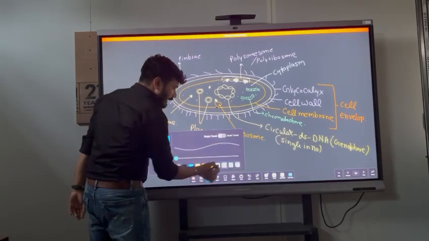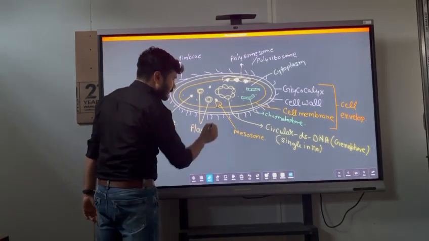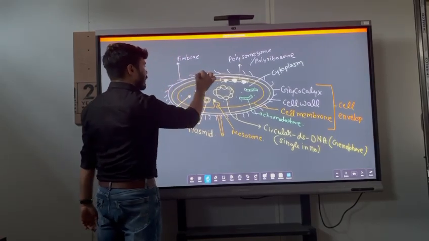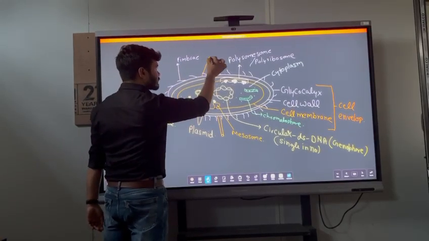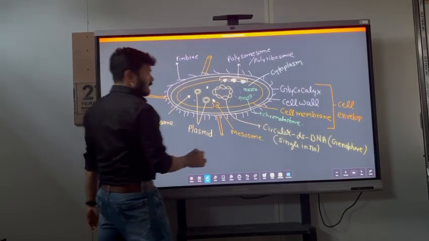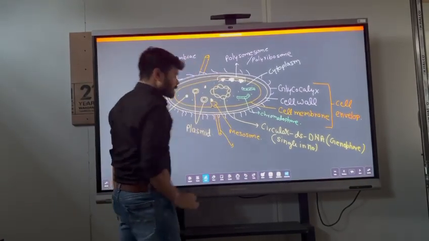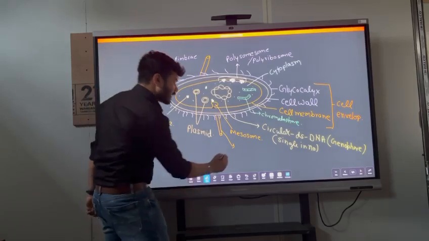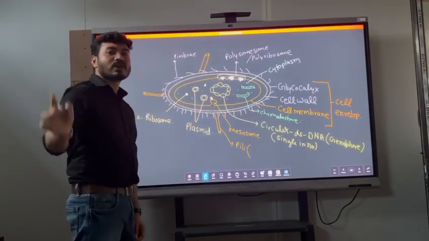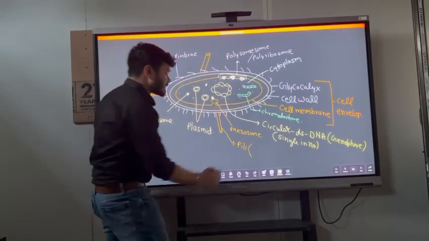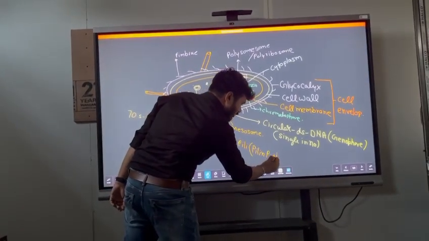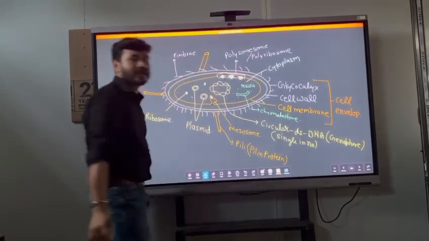Now, another surface structure is present here that is tubular in structure. This tubular surface structure is known as pili, and the pili are composed of a special type of protein, the pilin protein.